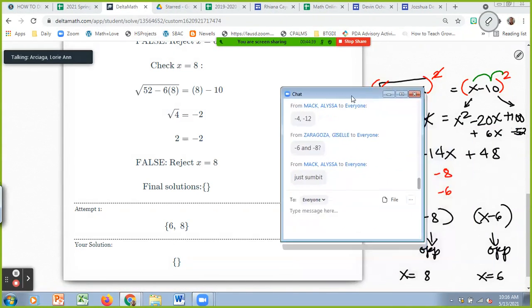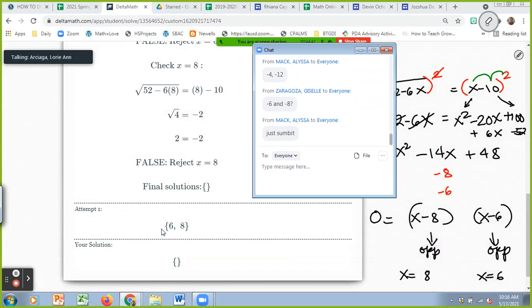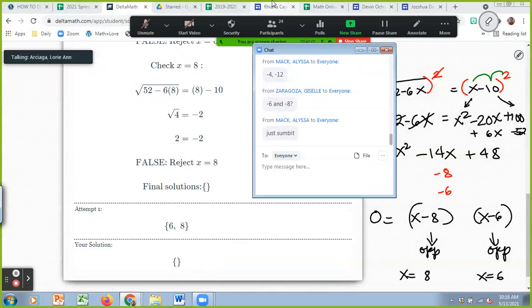But you saw what we did, right? We got these two answers, 6 and 8, but none of them work, because the left hand sides and the right hand sides are not equal. So on paper, we're going to say no solution. But it didn't know how to put no solution in Delta Math. It turned out you have to use that minus sign on the right hand side.